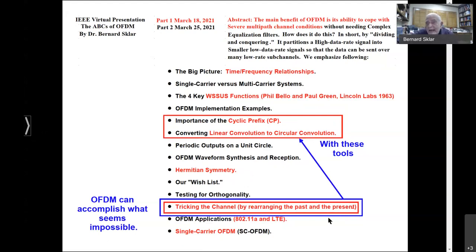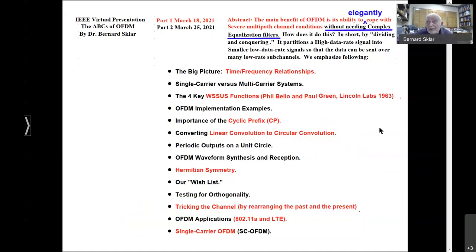You have a waveform and you send it off and it's gone once you send it off. How can you grab it back again and make it part of the present? And that's what we do. We do what seems impossible. We rearrange the past and the present, and the tools we have for doing this are known as the cyclic prefix, which in the process of doing it enables us to convert linear convolution to circular convolution, which is part of the magic.